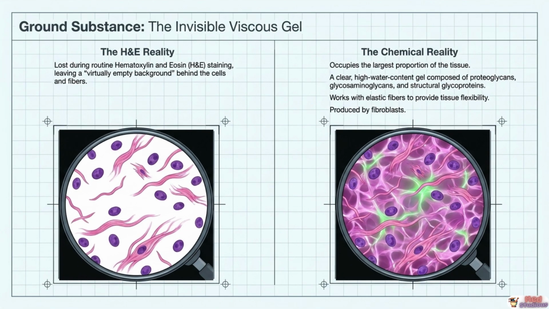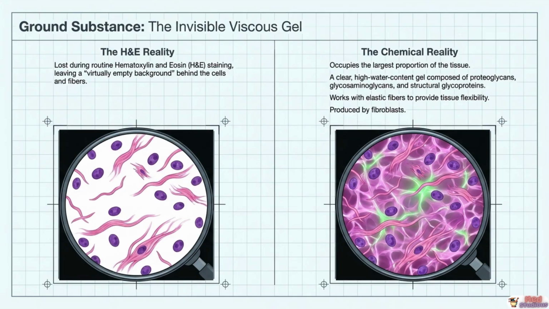Surrounding the cells and fibers is the ground substance, a component that is incredibly vital, but often completely invisible to students looking through a microscope. This invisibility is due to the H&E reality. During routine hematoxylin and eosin staining, the ground substance is dissolved and lost, leaving what looks like a virtually empty white background behind the cells and fibers.